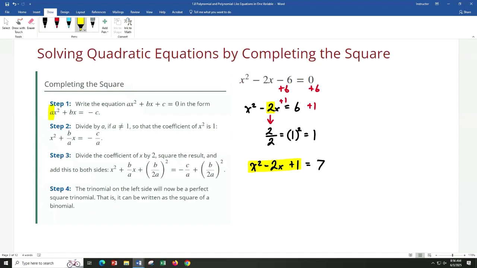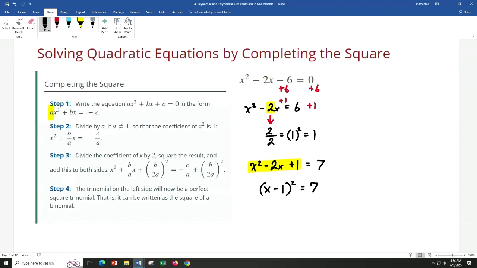That's how come we call this completing the square, because on the left-hand side, we want something that's going to factor nicely, which we have now created. Nothing factors better than this because you only get one answer. So notice, knowing this factors into x minus 1 squared is equal to 7.